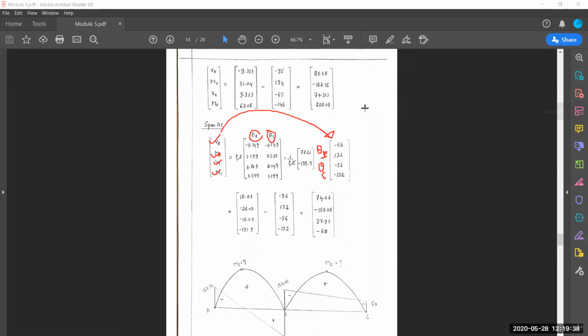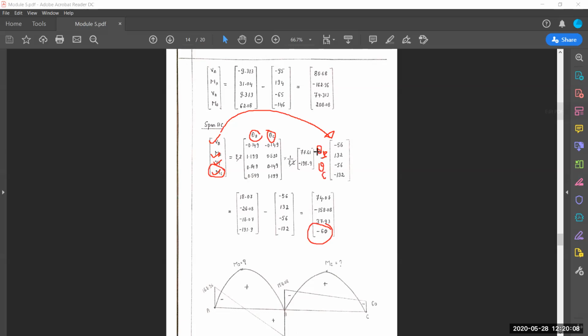So how to identify whether whatever the answers you got is right or wrong? See, observe the problem carefully. Near the joint C, there is one external moment given, 60 kilonewton meter, right? So this is MC. Moment value at joint C. Minus 60, you got it back. That means whatever answer you have calculated, it's correct.